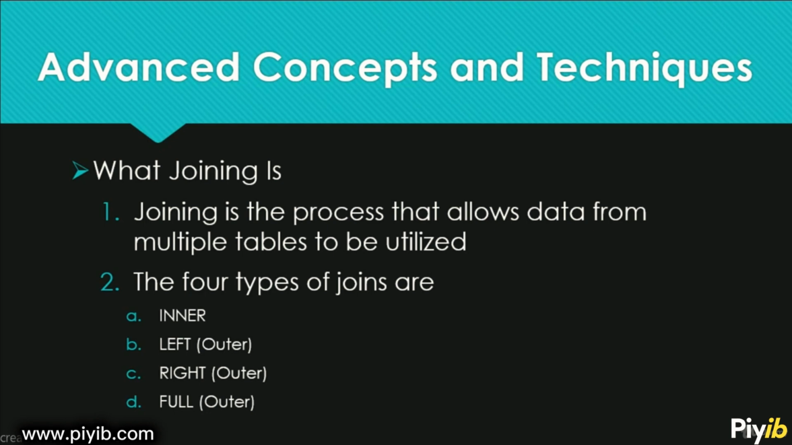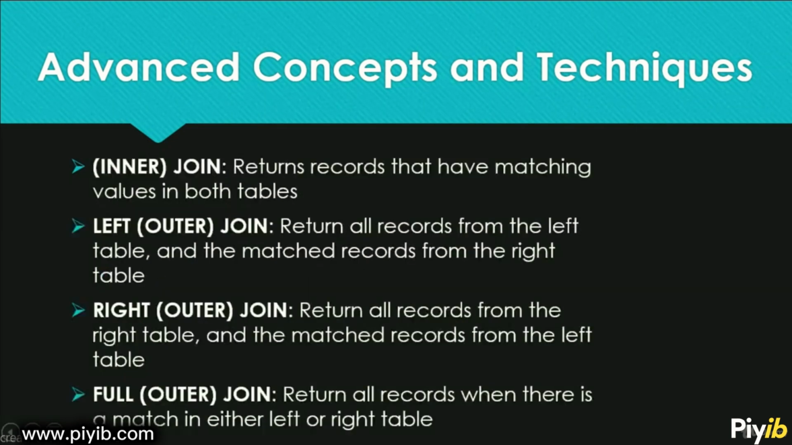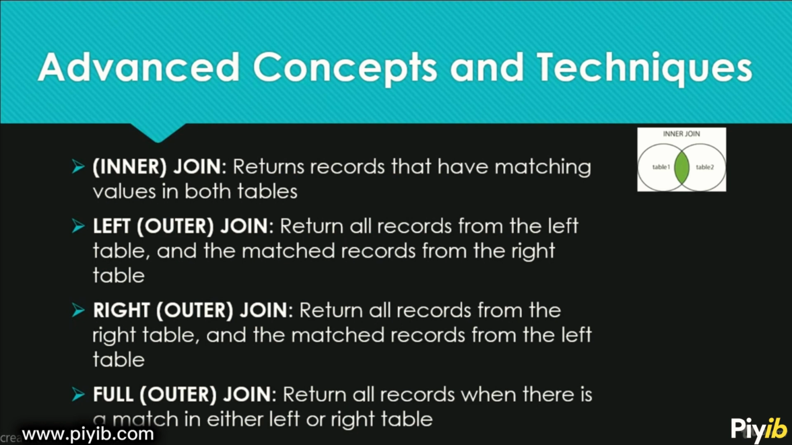The four types of joins are inner, left, right, and full. An inner join, often just called a join, returns records that have matching values in both tables. It's the most common type of join and the one you're most likely to see. If you look at this picture, you can see that of the two tables, only the inner portion where they overlap is returned.